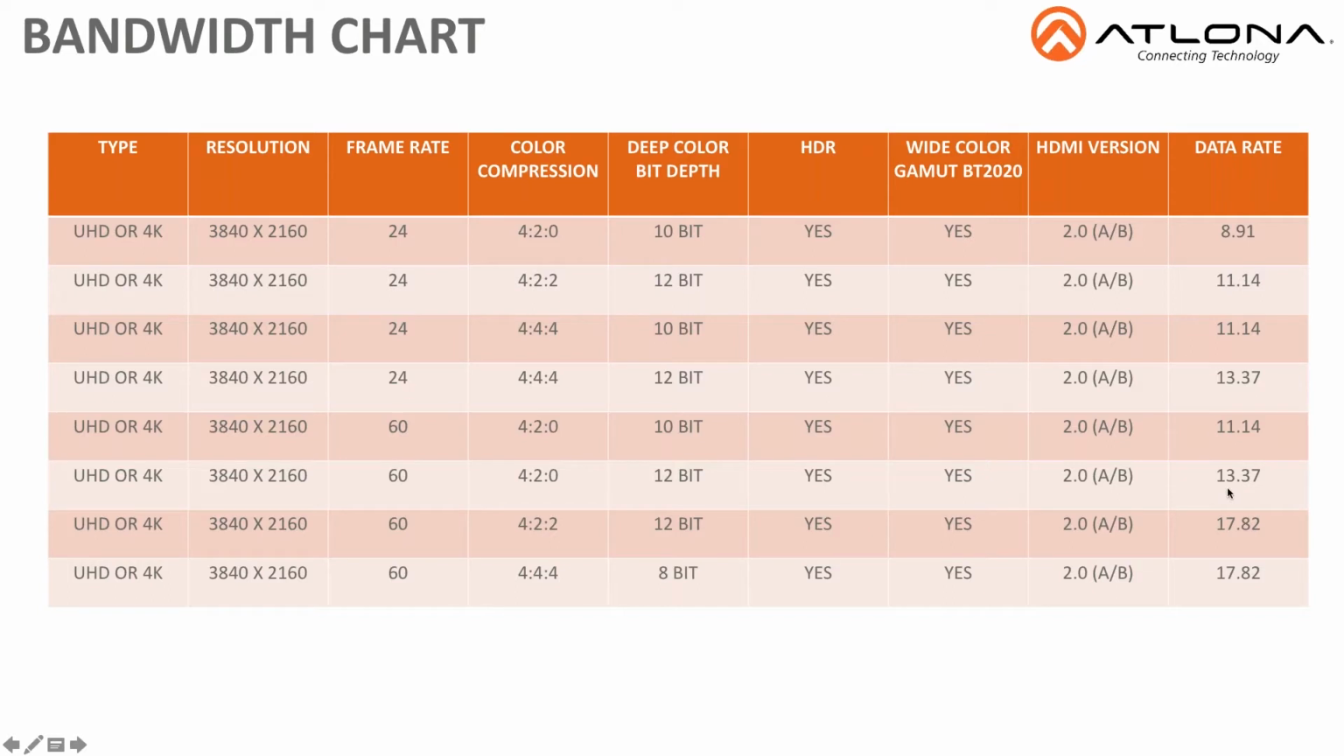We're at 13.37. And one step further from that, 4K 60, 422, so a little bit less compression, more color information, still the same as the color information that's above here at 12-bit color, and we skyrocket to 17.82 gigs of bandwidth that's needed to support that signal.